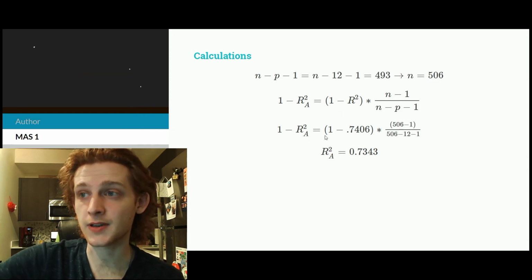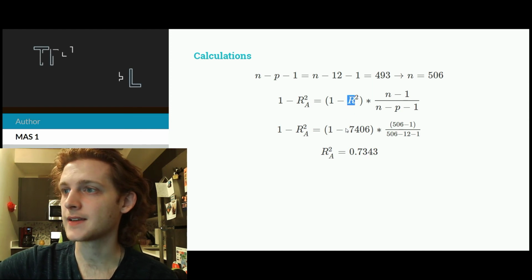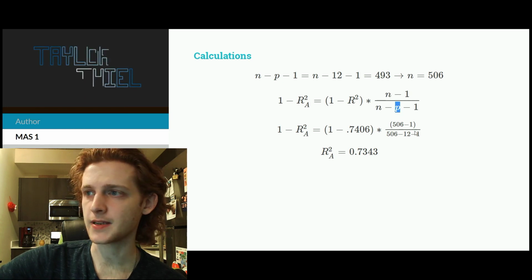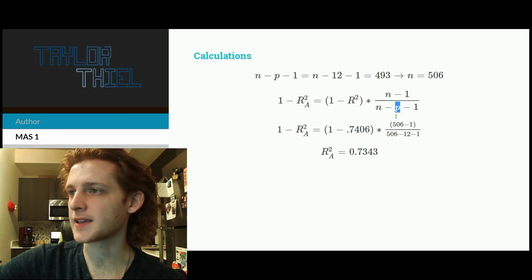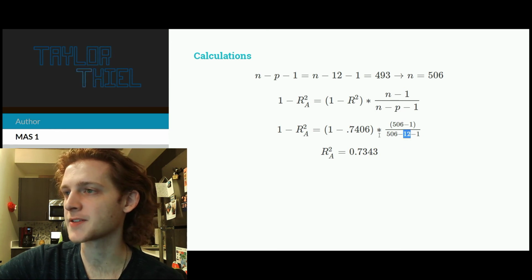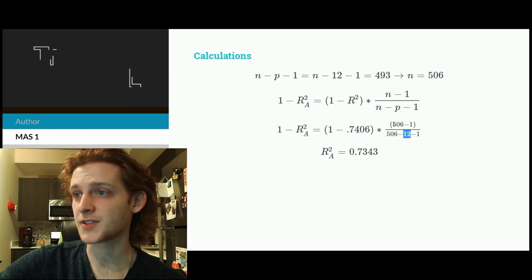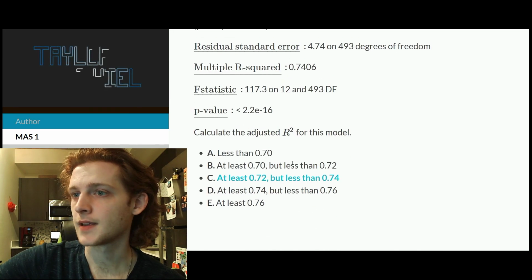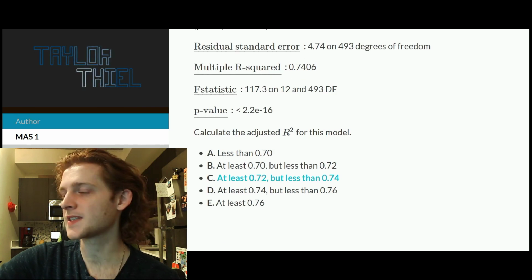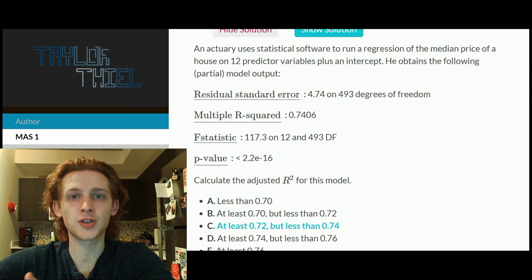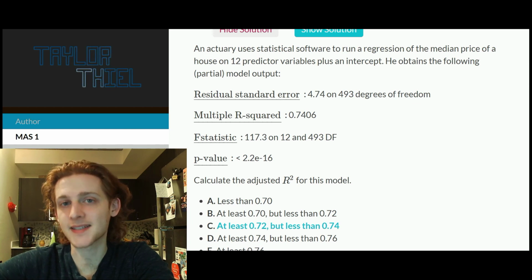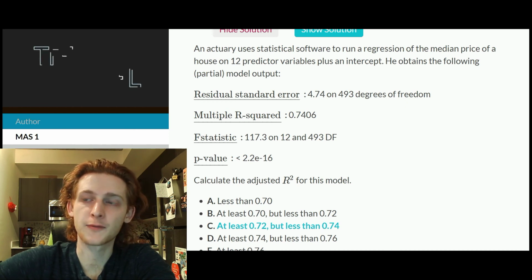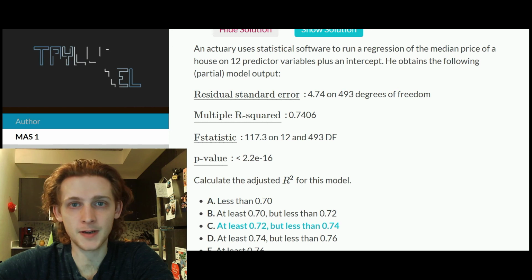And then it's just plug and chug. So we know that the R-squared is 74%, and we just solve for n and p. Sorry, p was actually given to us, so that's that 12 parameters. And then we plug everything in, we solve for the adjusted R-squared, and we get 73.4%. And scrolling up, we see that falls in the range of C. You should at least be able to know that adjusted R-squared is always going to be less than R-squared. And given that we know R-squared is 0.7406, we know for sure the answer can't be E.